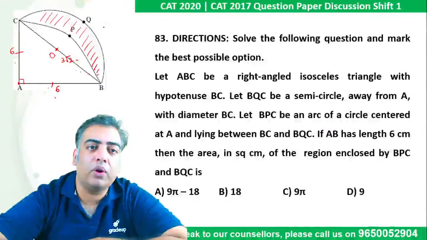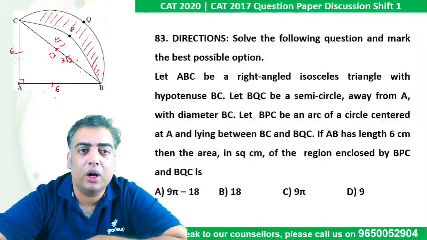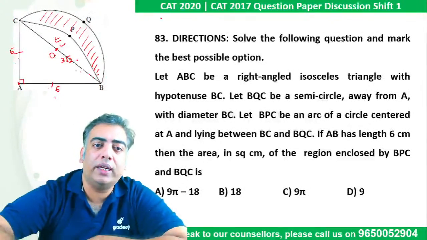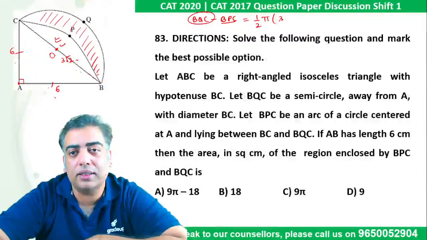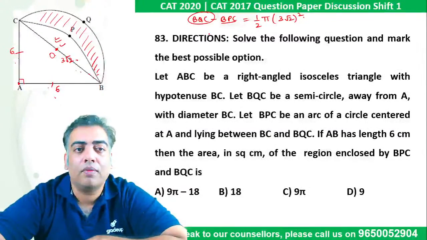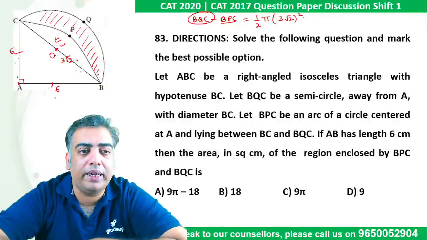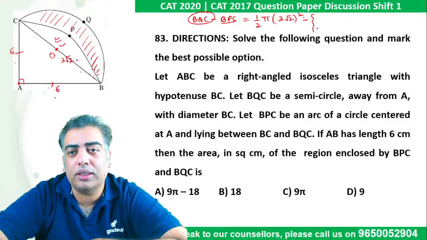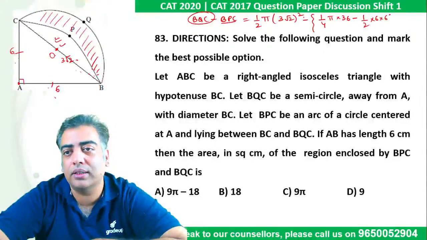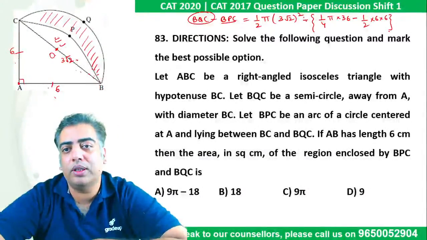So this area can be found by subtracting this area out of the area of semicircle. So area of the semicircle BQC minus BPC is required. So BQC we can say is half of pi r square, and r in this case is 3 root 2. In order to find this area, it will be area of this quarter circle minus area of this triangle. So area of the quarter circle is 1 by 4 of pi r square, where r is 6, minus area of the triangle, which is half of 6 into 6. So we just need to simplify it for the final value.